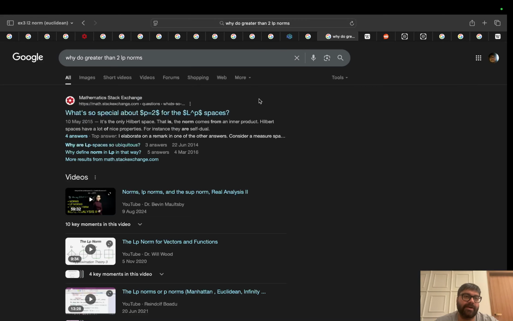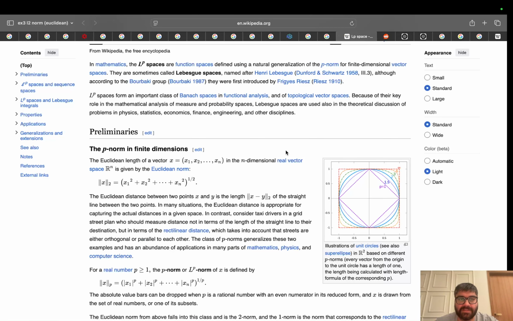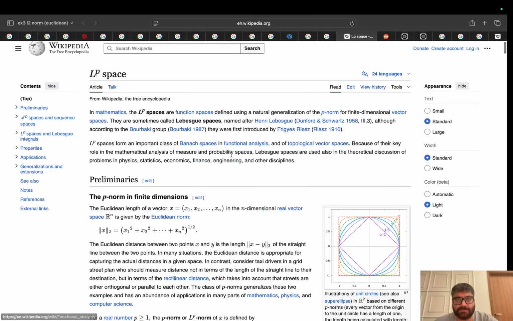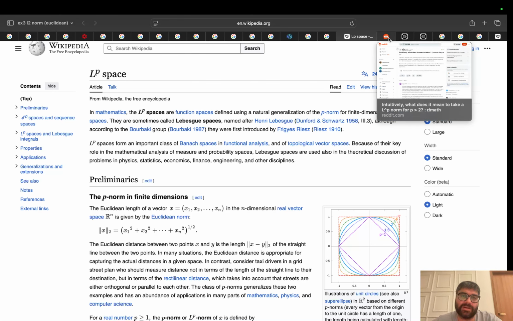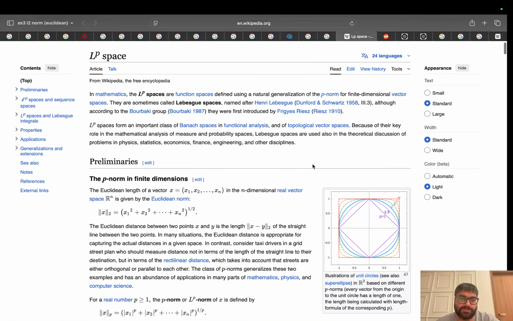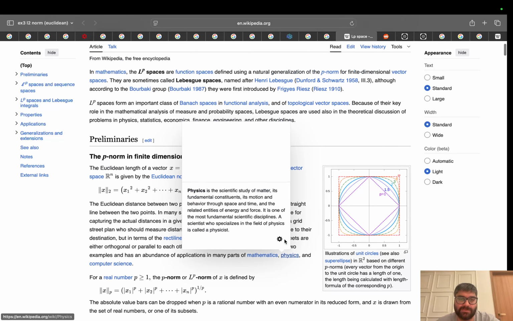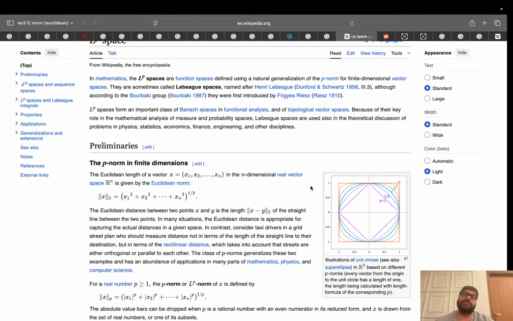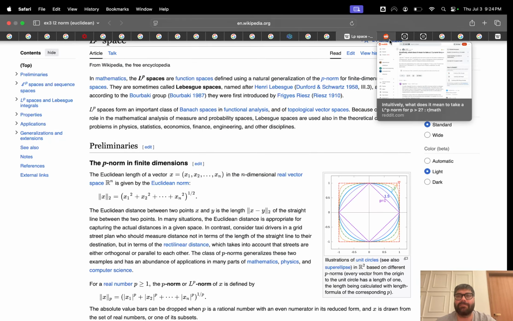And why do greater than two LP norms? The first question was what's so special about P equals 2 for the LP spaces. I didn't go into that really. I started going into the LP space thing, and at this point, this is usually where most rabbit holes will end. You'll start hitting things, but I'm like, okay, I don't know these terms. I'm not understanding 1000% what it's saying. You start hitting bedrock basically of your rabbit hole, and that's okay.